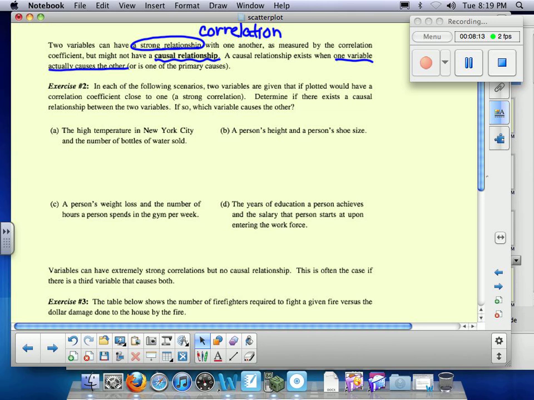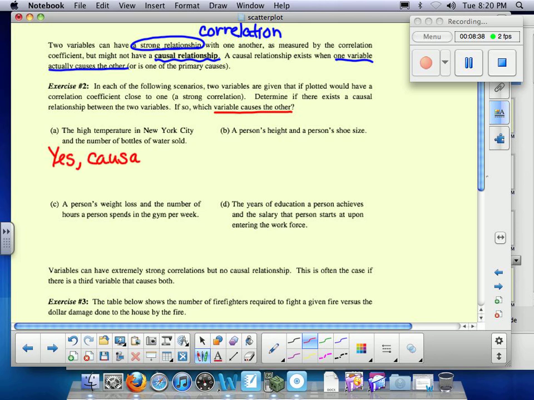In number 2, you're going to be given some information comparing two variables. Decide if the relationship is causal. In other words, does one variable cause the other? Okay, so the high temperature in New York City and the number of bottles of water sold. Yes, it's causal. The high temp will increase the water sold. Probably it also increases the ice cream sold, but that's not what this question's asking.